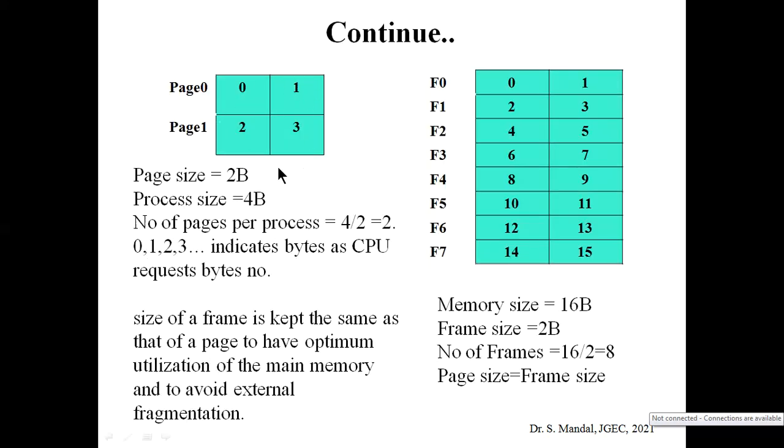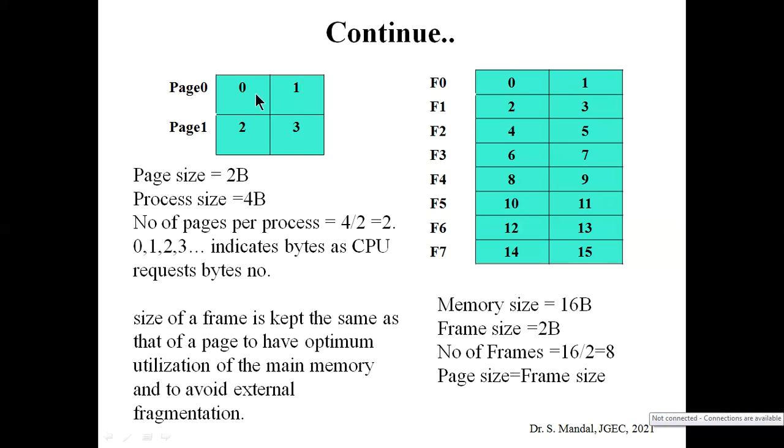So suppose we consider a process whose size is 4 byte. Okay, and we are assuming the size of the page is 2 byte. So what is the number of pages per process? That means 4 by 2, that is 2. So we define the first page as page 0 and the second page as page 1, and as the size of the process is 4 byte, the first 2 byte are related with page 0, and the second 2 byte are related with page 1.